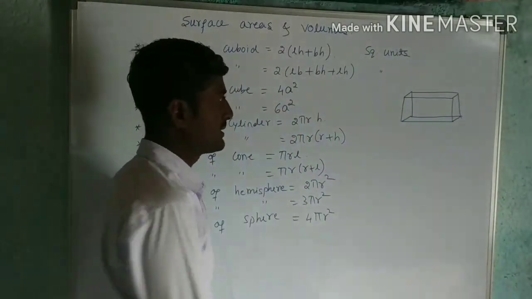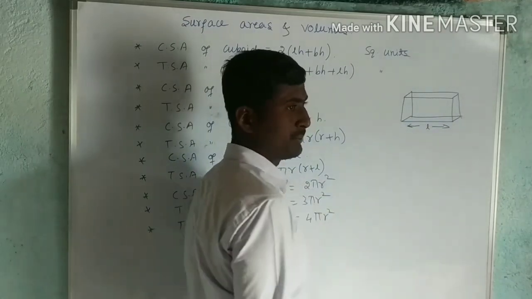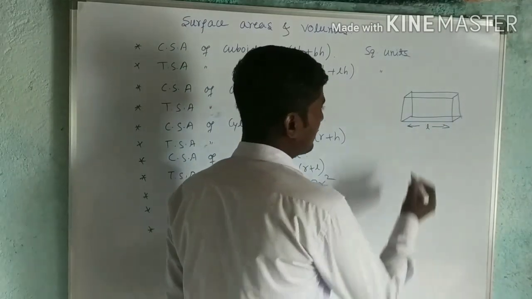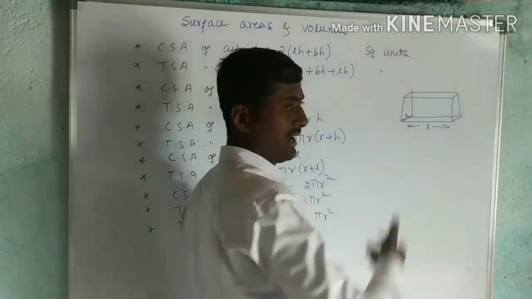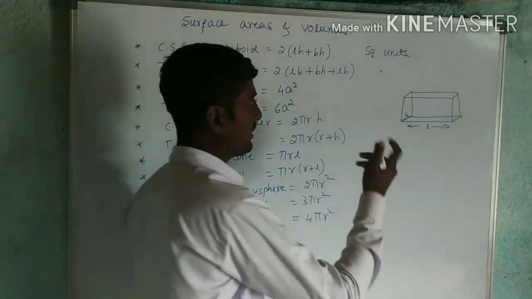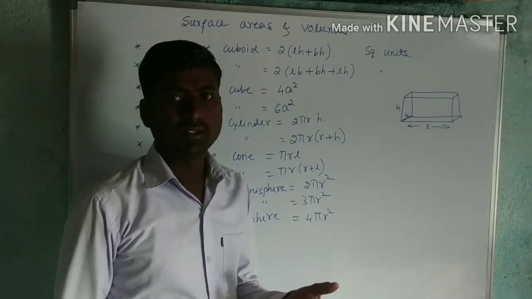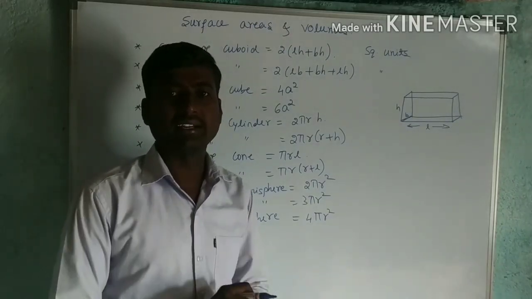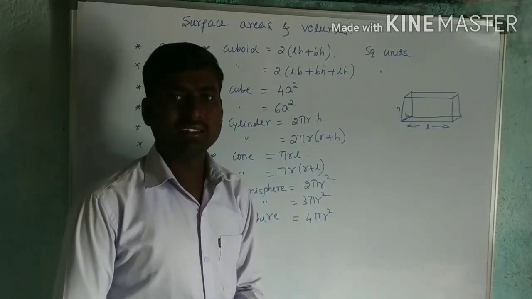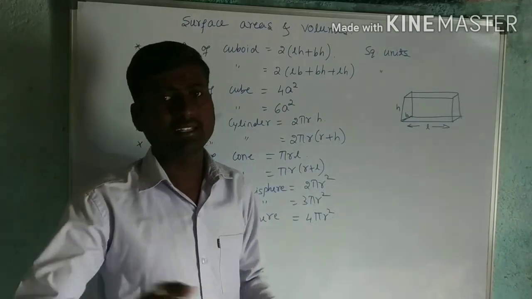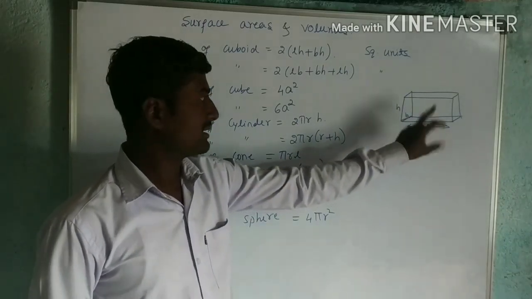Here this is the length, I will take this as L. Next, this is the breadth, and the height of that cuboid I will take as H. If you consider a room, the length, breadth and height are all different, then you can say it is a cuboid. If L, B, H are all equal, then it is a cube. So 3 dimensions are there, then you can take it as a cuboid.